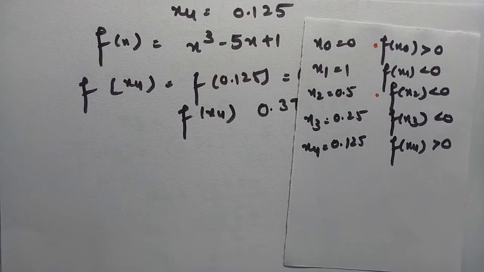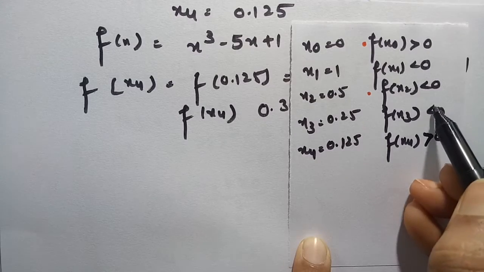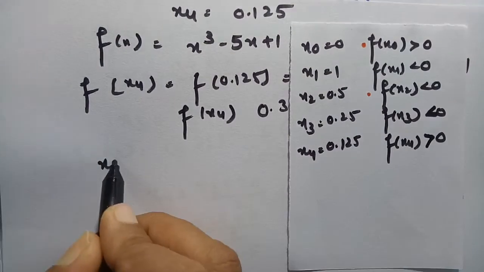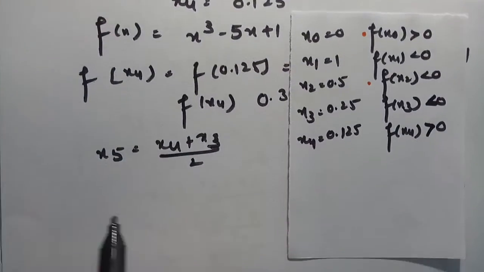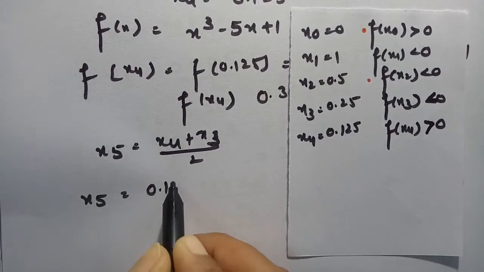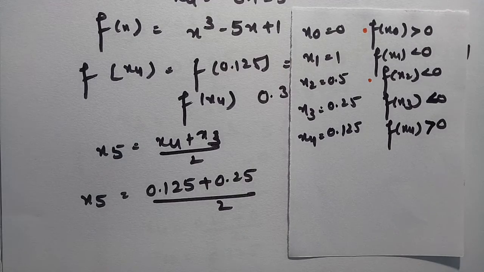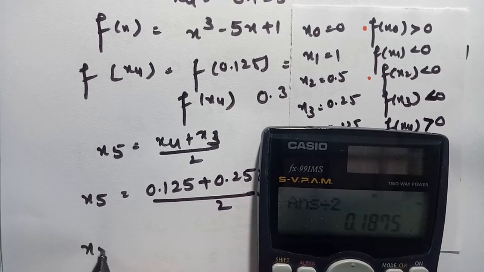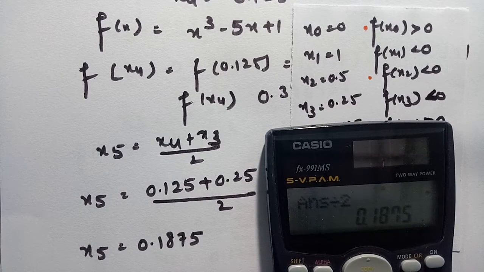So again for our bisected value, we have to choose different signs. Here is a positive value and we have to choose a negative value. So the very next one is the negative value. So for our next bisected value, x5 will be x4 plus x3 by 2. So x5 value is 0.125 plus 0.25 divided by 2, which is nothing but 0.1875.